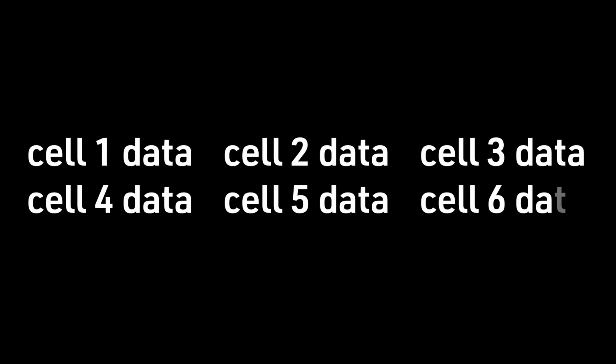Cell data 1, cell data 2, and cell data 3 align horizontally, while cell data 4, cell data 5, and cell data 6 align horizontally. There are 3 columns. The first column consists of cell data 1 and cell data 4. The second column consists of cell data 2 and cell data 5. And the third column consists of cell data 3 and cell data 6.